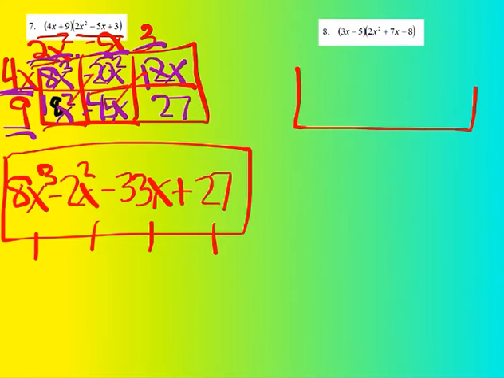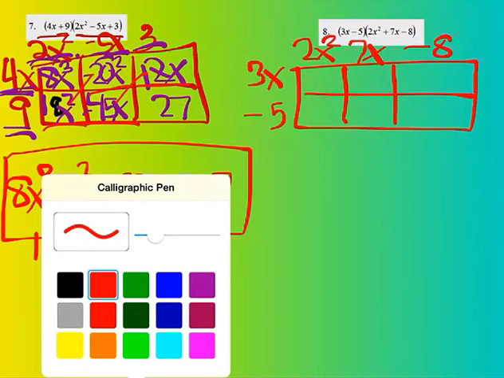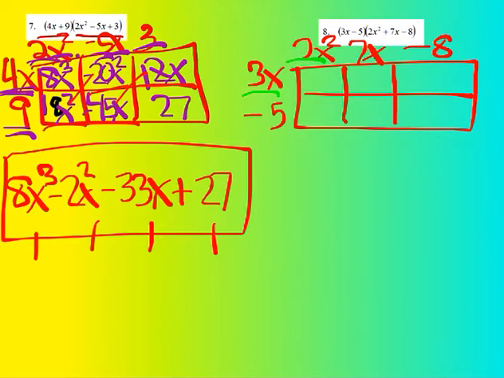So let's go ahead and take a look and set up this next box. Again, we're going to have 2 by 3. So I have 3x minus 5 here, and then here I have 2x squared, 7x, and then here I'm going to have minus 8. So now we're ready to multiply into that box. So 3 times 2 is going to give me 6. That's hard to see.